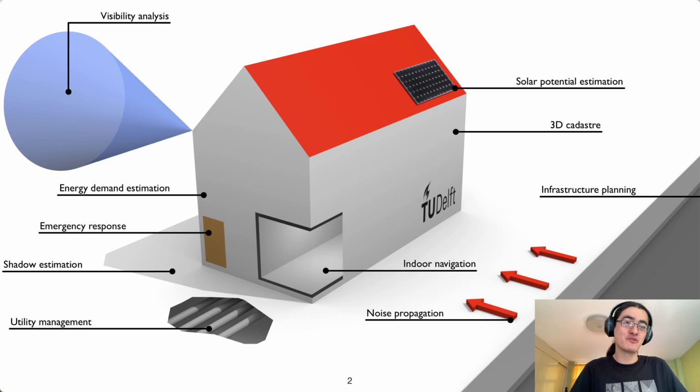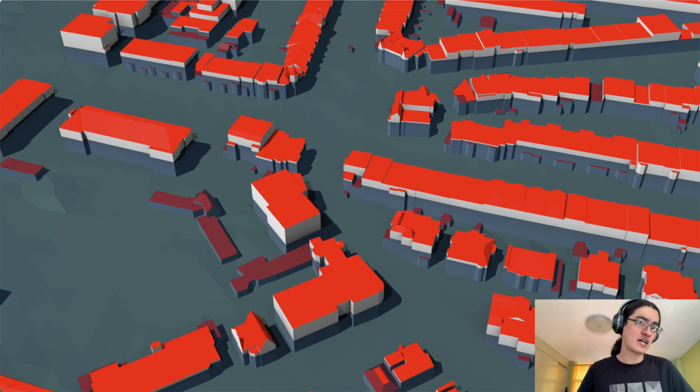Utility management, when you also model things like pipes and wires that are underground. You can do solar potential estimation, whether it's worth it to install solar panels or not. Infrastructure, if you also model things like roads, railways. So I want to show you a few examples. Most of these come from the thesis of Philip Bilieski, which was a colleague of mine.